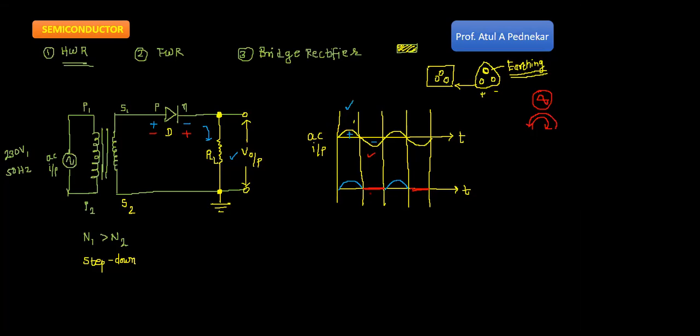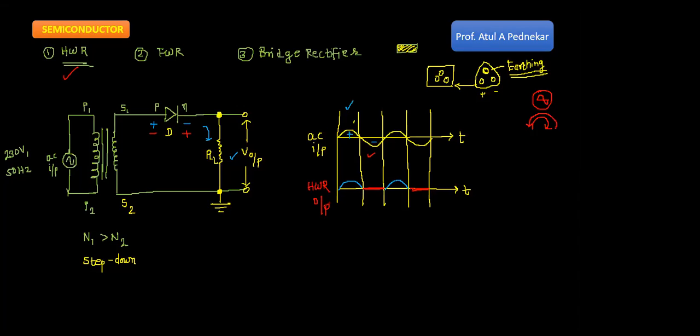Okay, but there is one problem: only half the cycle is rectified, and the other half cycle is not rectified. So only half cycle is rectified, hence it is known as a half wave rectifier. Are you all clear? Only half cycle is rectified, hence it is known as what? Half wave rectifier. Is this clear everyone? So this one is known as half wave rectifier output.